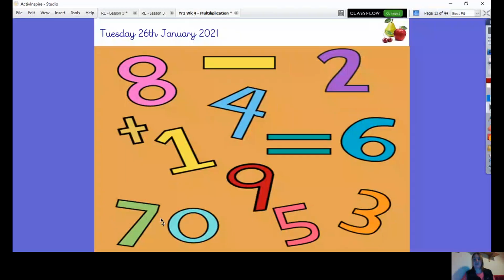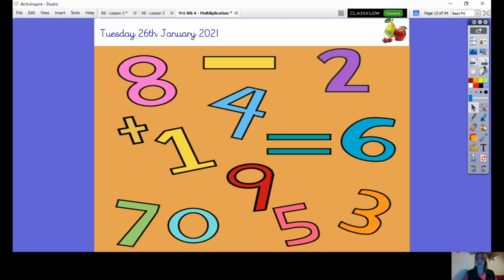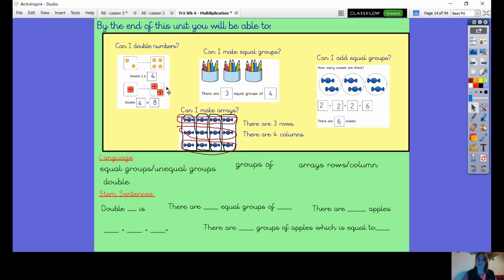And this is our work for Tuesday morning. So Tuesday the 26th of January. So let's have a little quick recap. We did some doubling yesterday. Today we're going to be thinking about equal groups, and then we're going to be moving on to adding equal groups and then making arrays.